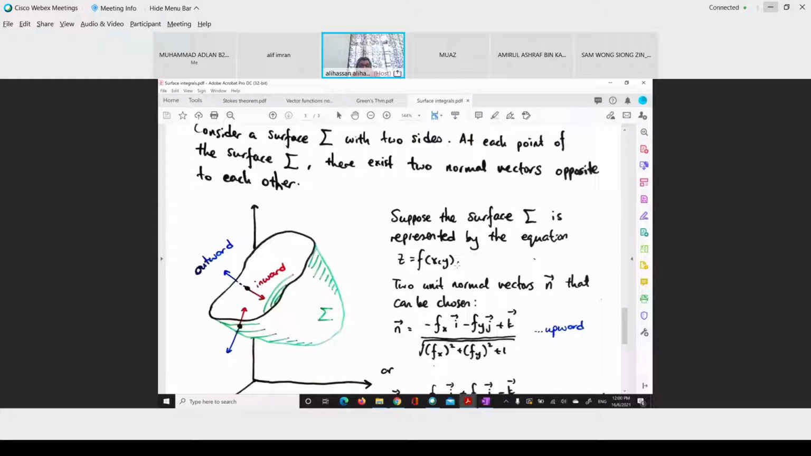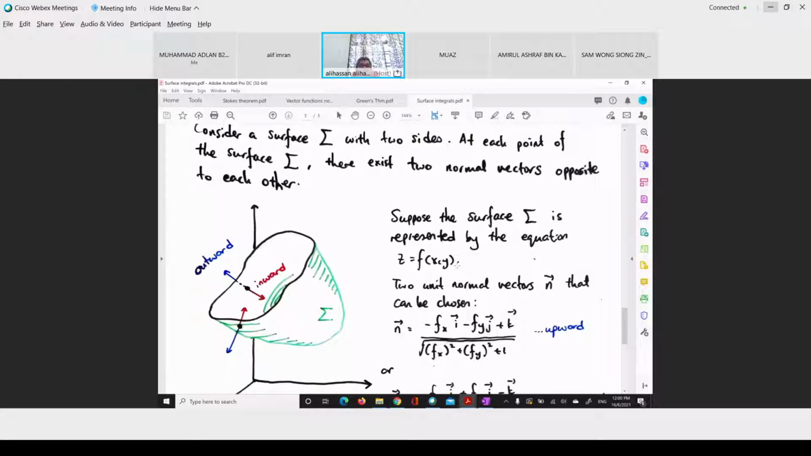Given a point on the surface, there are two possible normal vectors, one either pointing outward of the surface or pointing inward. We discussed the normal vector and tangent vector before this, right? The normal vector is orthogonal to the tangent vector.